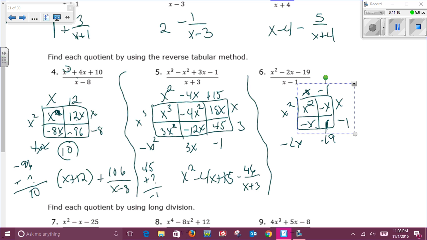1 plus what will give me negative 19, and that would be 20. So that's 1 plus what gives me negative 19.